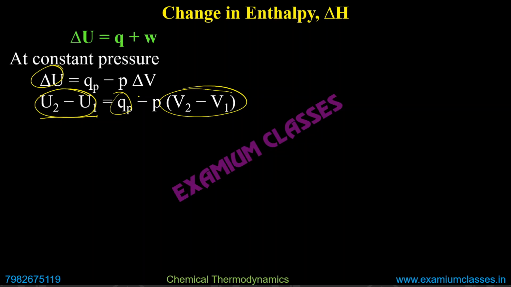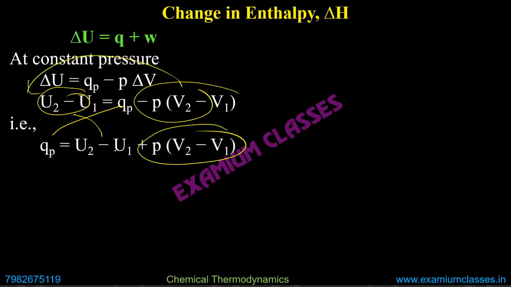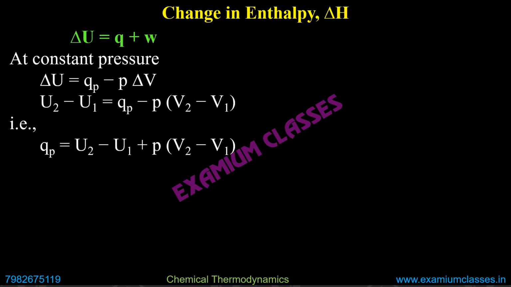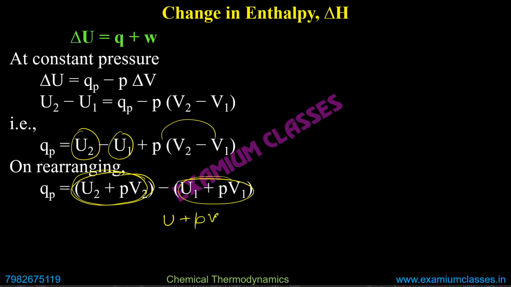State function. And we can now write it like QP equals U2 minus U1, and this one goes on the other side, plus P times V2 minus V1. So I think that much math you know. Now if I rearrange this, I have U2 with PV2, so U2 plus PV2, and I have U1 with PV1, U1 plus PV1.